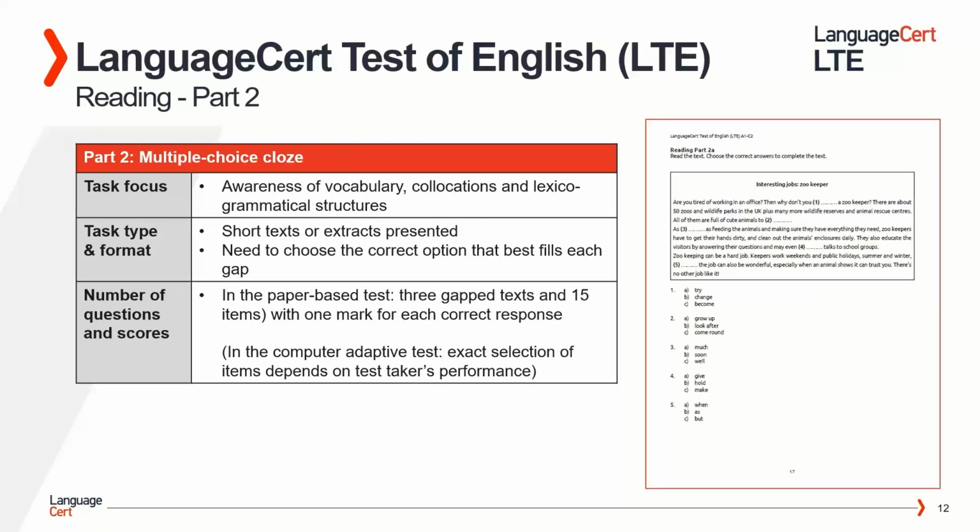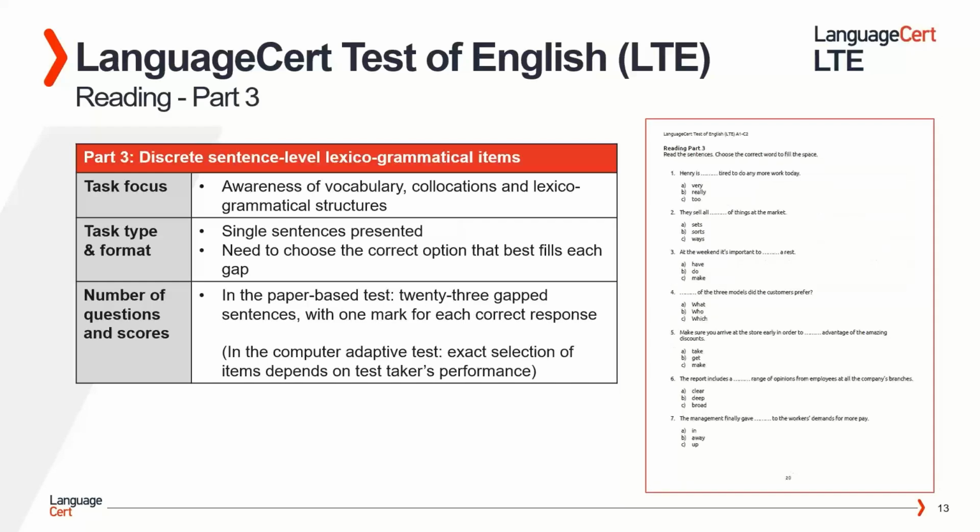The next reading sample is a cloze taken from Part 2, which aims to assess awareness of vocabulary, collocations, and lexicogrammatical structures. Test takers are required to read short texts or extracts and need to choose the correct option that best fits each gap. There are 3 gapped texts and 15 items in the paper-based test. 1 mark is awarded per correct response.